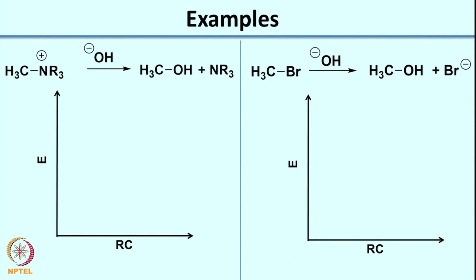So, let us check. In the first case, your reactants are two charged species, right? So, I have a charged amine and a hydroxide. And what is the mechanism here? So, the mechanism is that you have the hydroxide coming here and then the amine going. So, it is an SN2 like mechanism. Here you again have a hydroxide, it is not a charged species, coming here and the Br minus leaving.